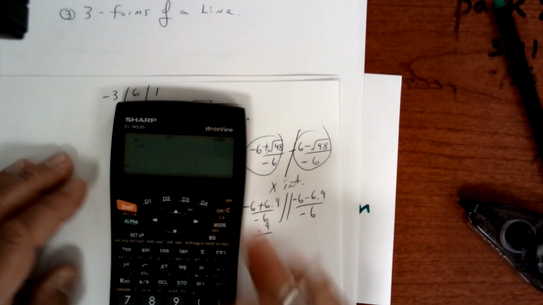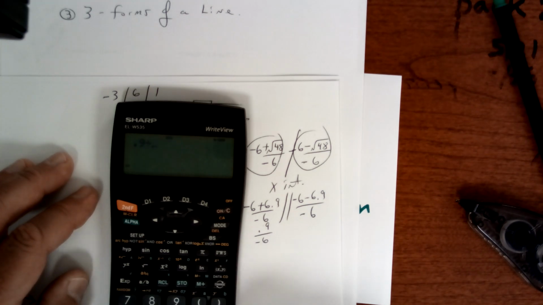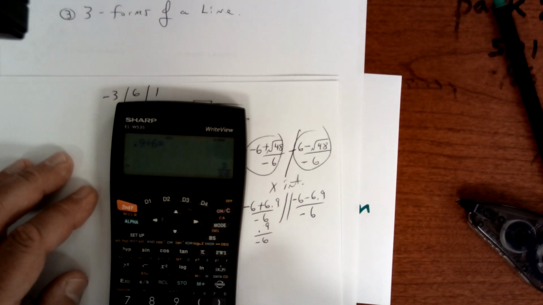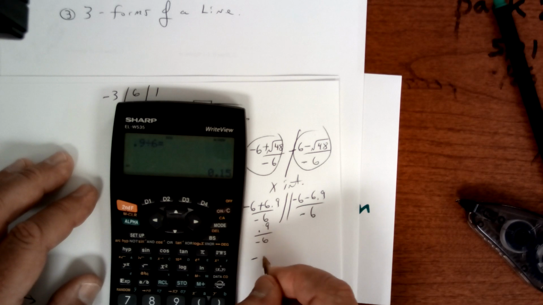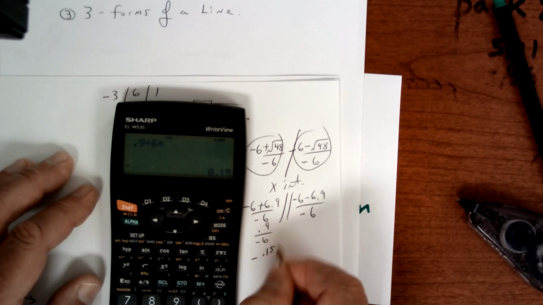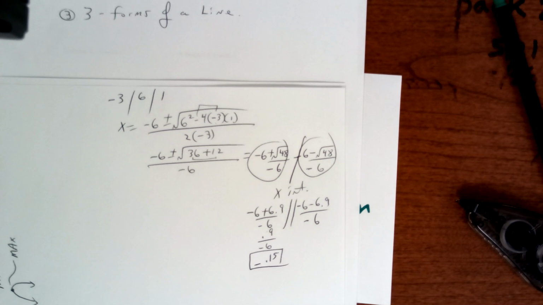So 0.9 divided by 6. And that's going to be, my intercept is going to be 0.15. So it's going to be a negative 0.15. That's your x-intercept. Okay? And then you got to graph it.